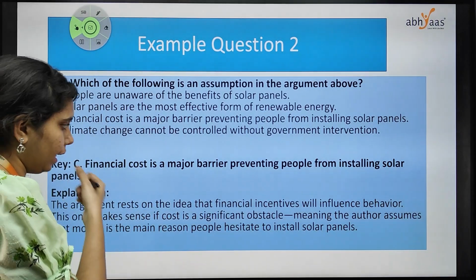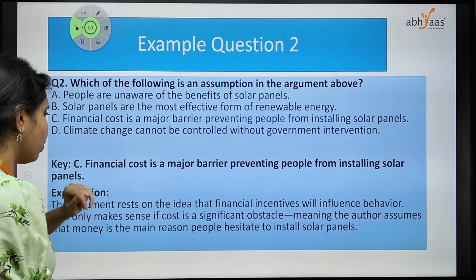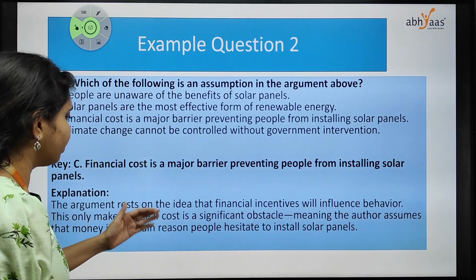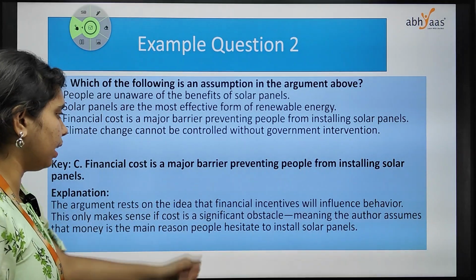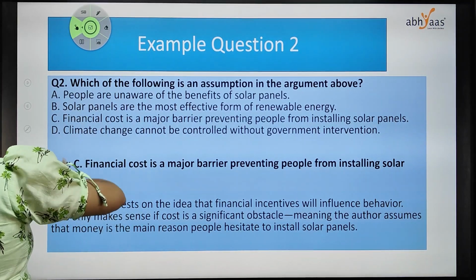The argument rests on the idea that financial incentives will influence behavior. This only makes sense if cost is a significant obstacle. The money is the main reason. Yeah, right. So we have the same explanation here.